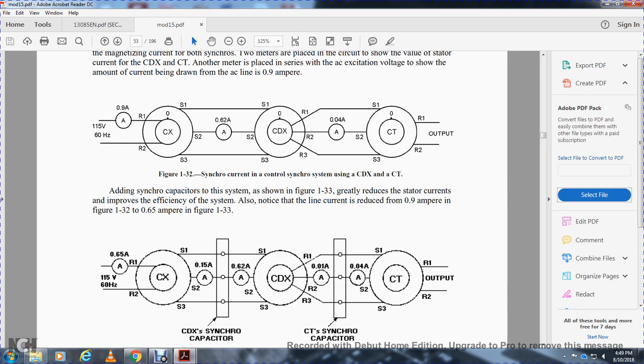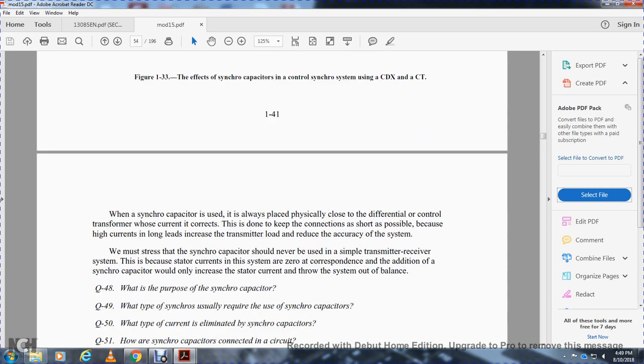and the control transformer's rotor 1 and rotor 2 are the output.